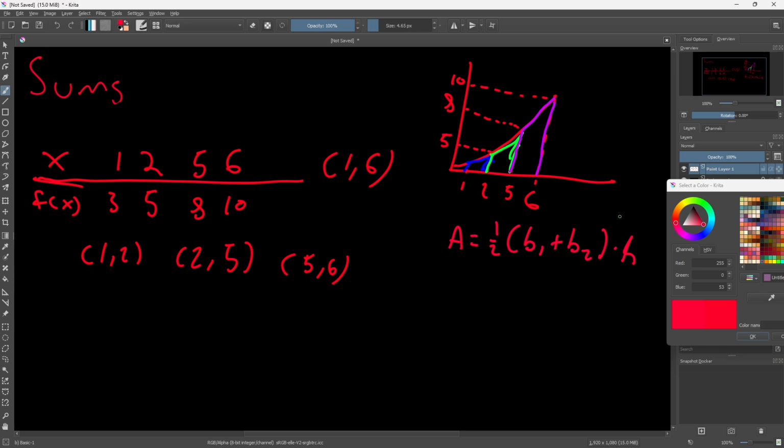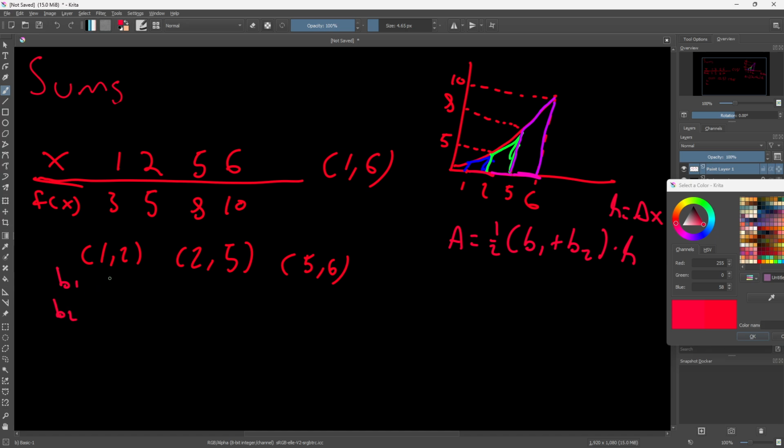And h, actually, for this one, h is not f of x, but it's delta x in this example. So that would be like 1, 3, and 1 again. So, okay, now that we know that, let's try this. Okay, so base 1, let's say base 1 and base 2.